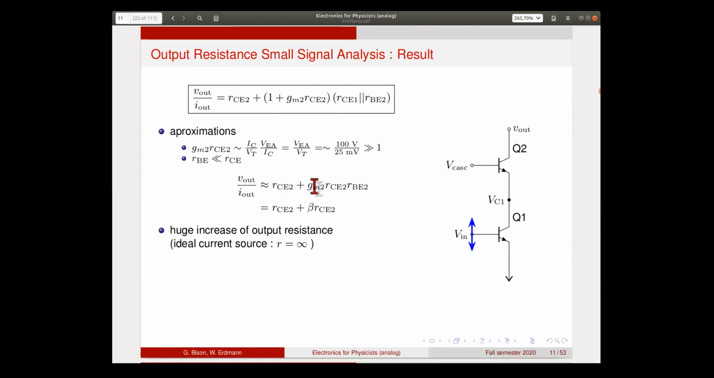And now this again here, GM times RBE is the beta of the transistor. So what we're left with is RCE plus beta times RCE. Okay, so again, this is a huge number. So we multiply the early effect of this one by beta. So we have a huge increase of the output resistance by the cascode action. Remember that an ideal current source has an infinite output resistance, so infinite differential output resistance. So making this a large number is a good thing.